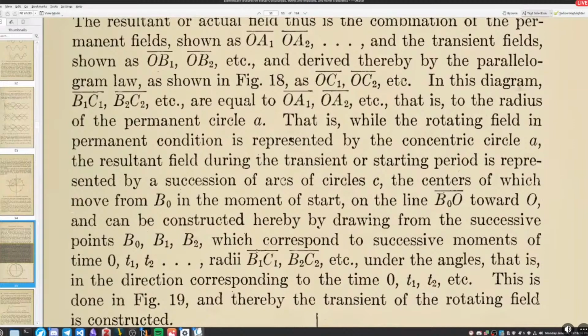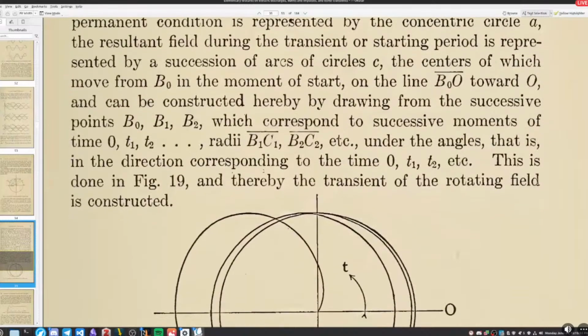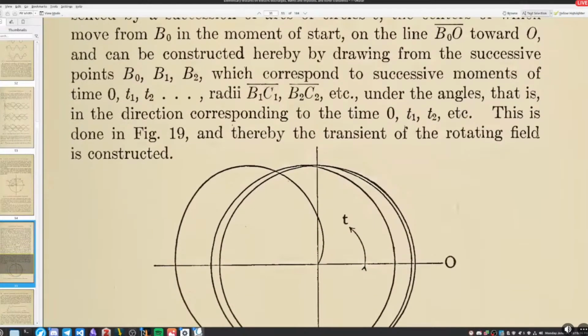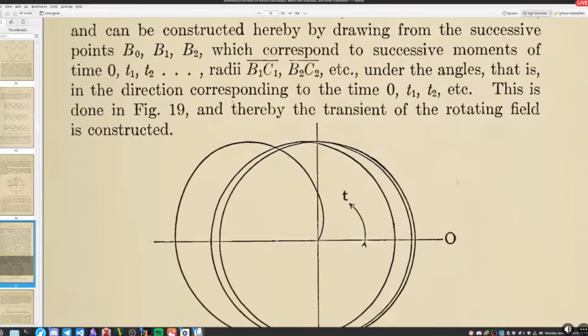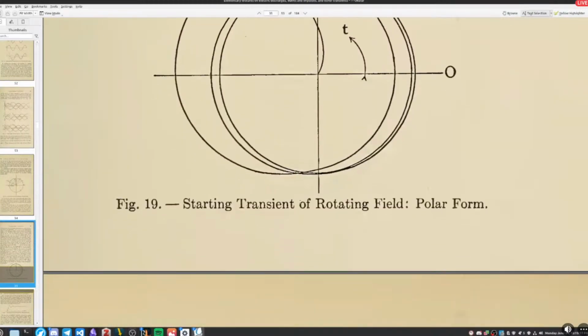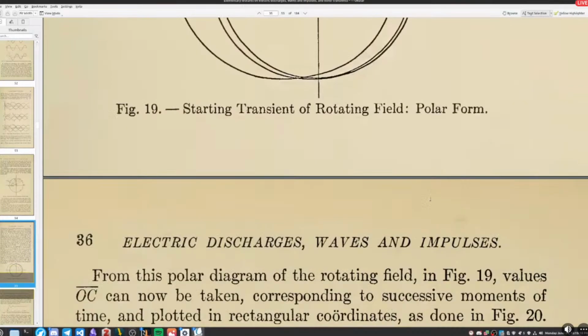The radii B1C1, B2C2, etc., under the angles, that is, in the direction corresponding to the time 0, T1, T2, etc. This is done in figure 19, thereby the transient of the rotating field is constructed. So here we have figure 19, the starting transient of the rotating field, polar form.